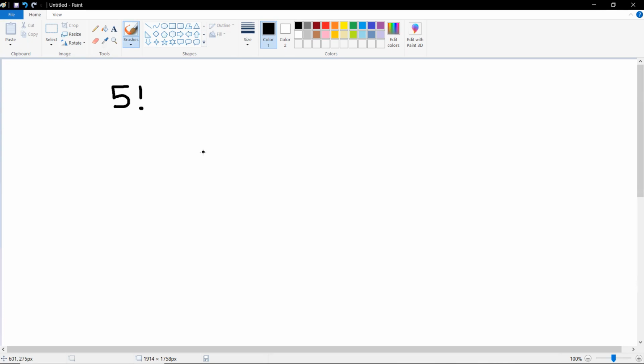Okay, Derek, do you want to explain what this means? 5 times all the positive integers below it. Yeah, so that's kind of a fancy explanation for it, but that's exactly right. So this exclamation mark is called a factorial.